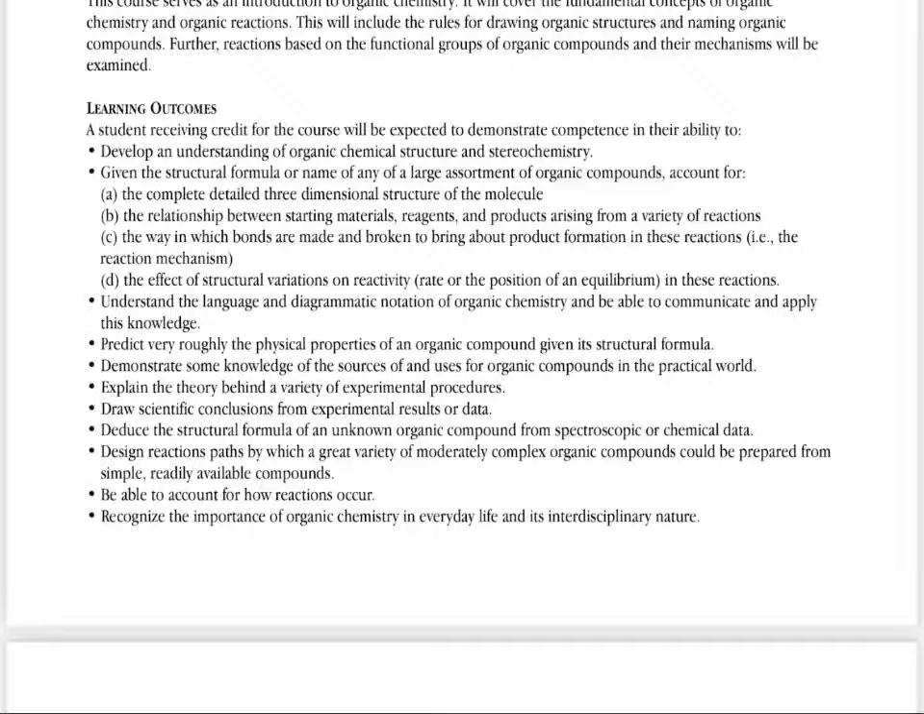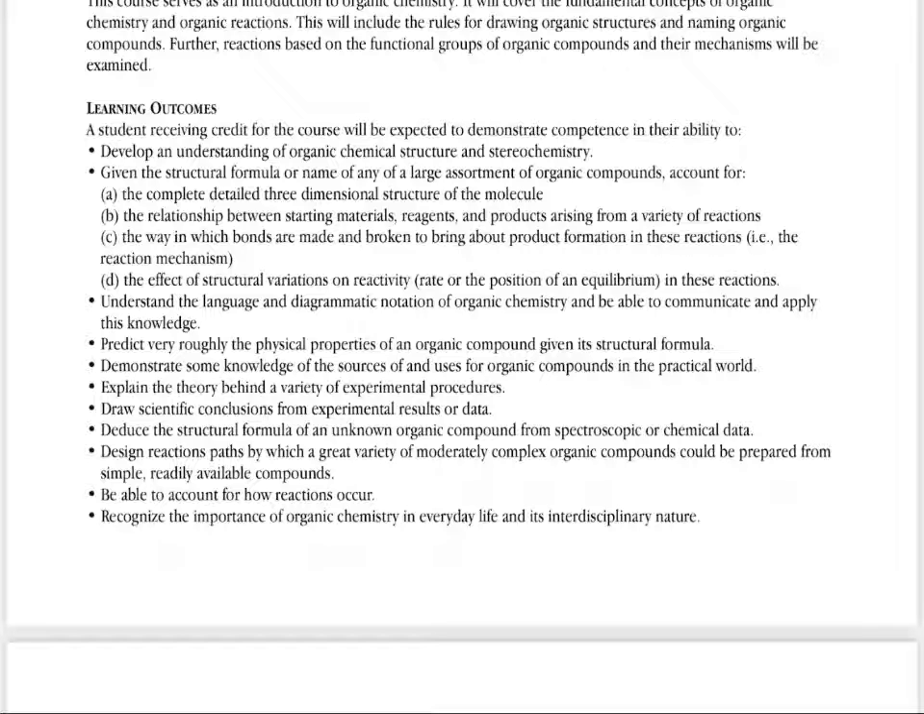Also, students will understand the language and diagrammatic notation of organic chemistry and be able to communicate and apply this knowledge. Predict, very roughly, the physical properties of an organic compound, given its structural formula. Demonstrate some knowledge of the sources of and uses for organic compounds in the practical world.